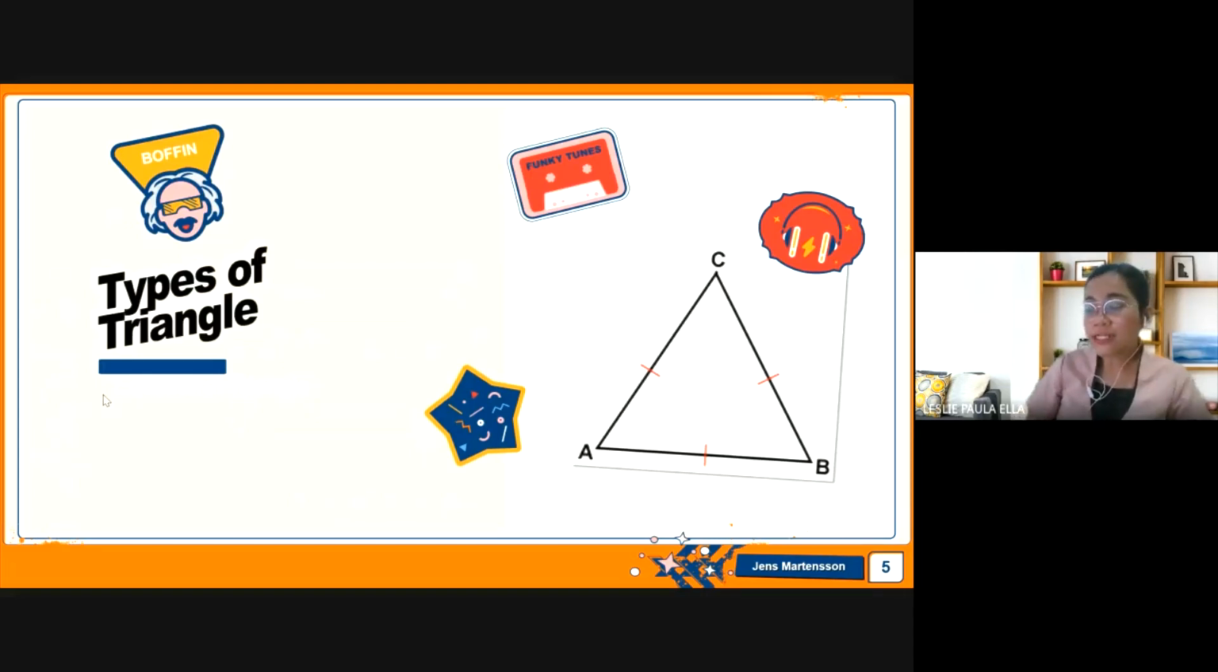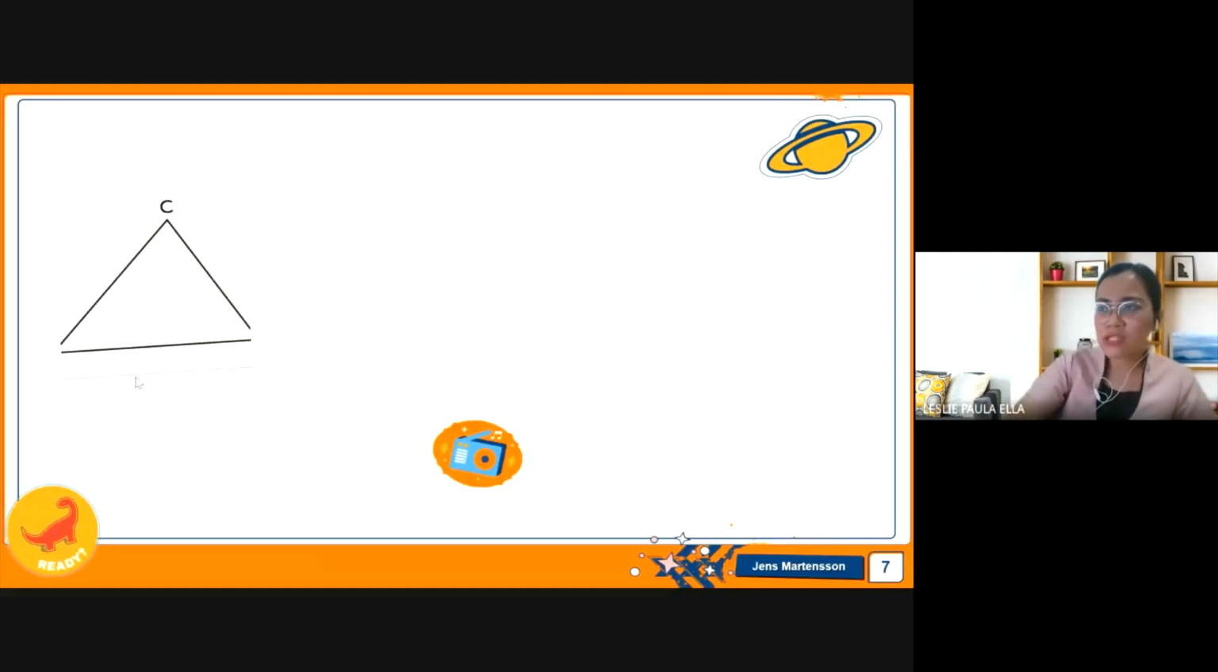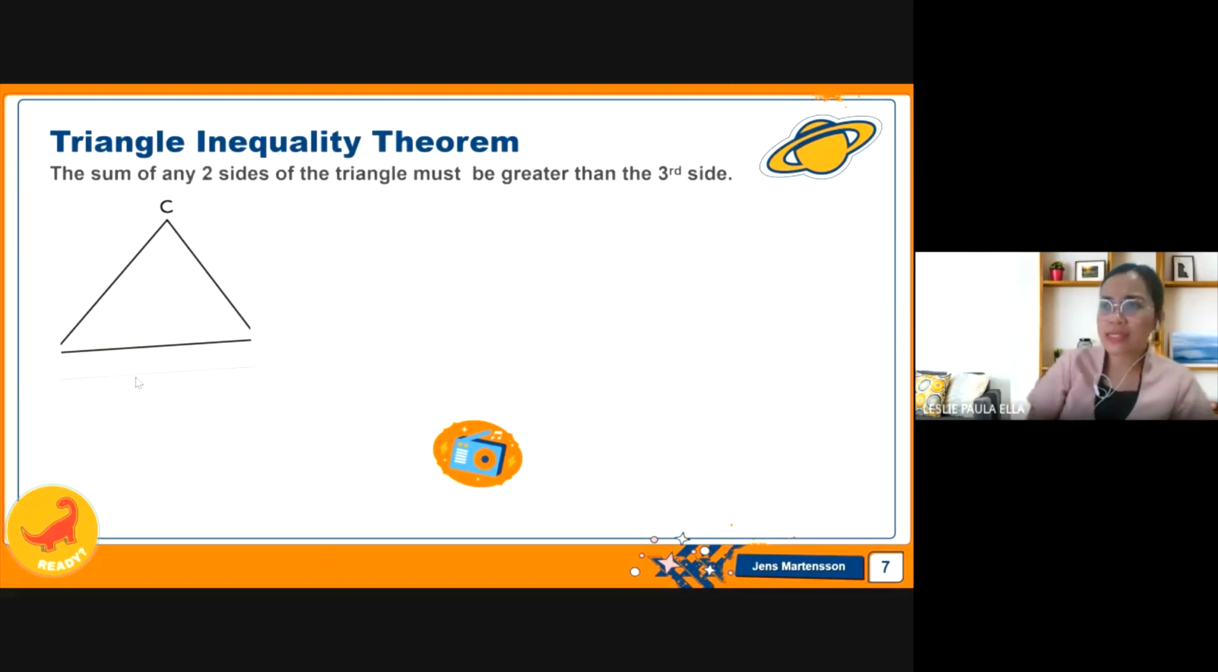So from our first activity, we have formed a triangle using the measurement of their sides, and some are not formed in the measurements. So how does this happen? We have here the triangle inequality theorem. So what does the triangle inequality theorem say? It says that the sum of any two sides of the triangle must be greater than the third side. Okay?